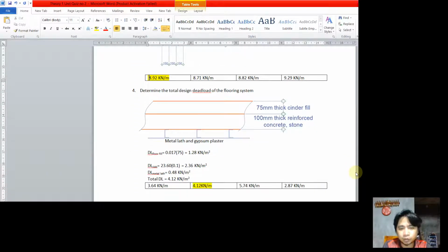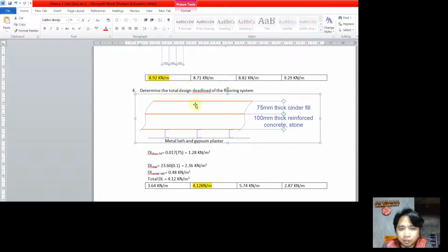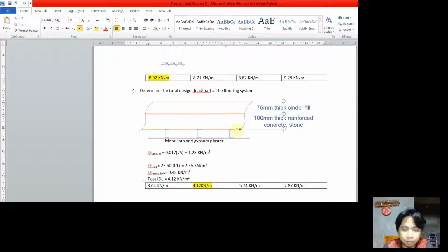We have here a cross section of a flooring. So as we can see here, this has a layer. And the top layer is 75 millimeter thick cinder fill, and this is 100 millimeter thick reinforced concrete slab resting, or okay, so it is carrying a metal lath and gypsum plaster underneath.